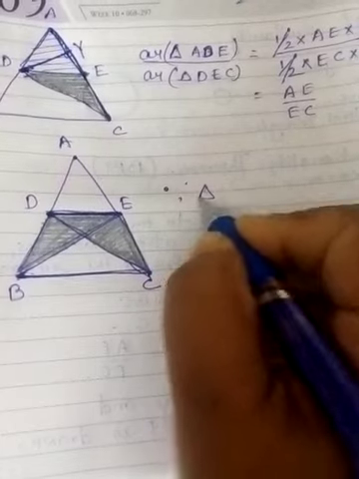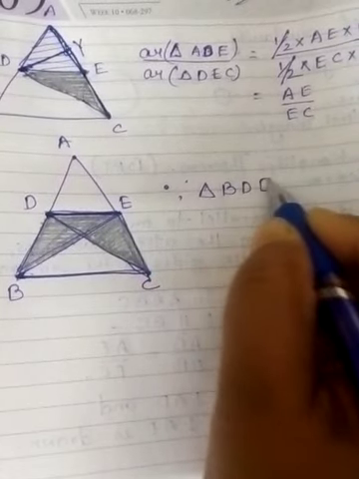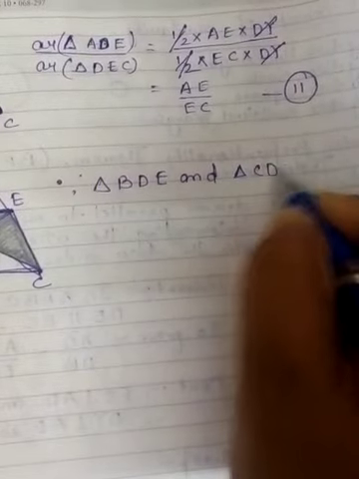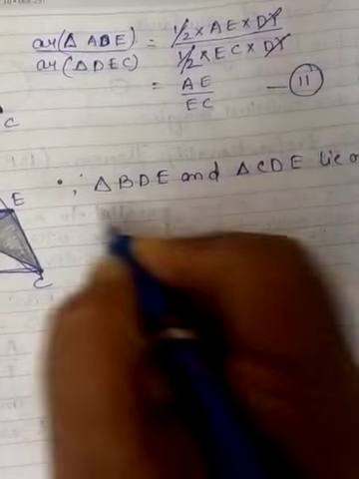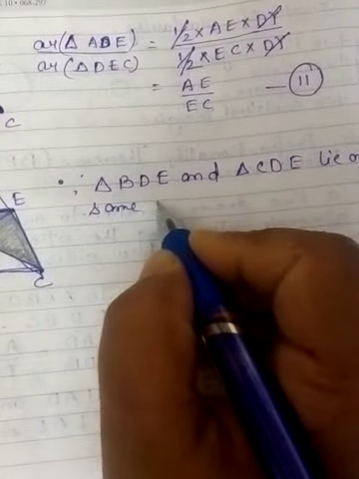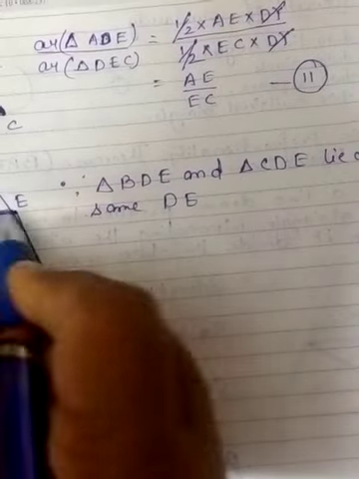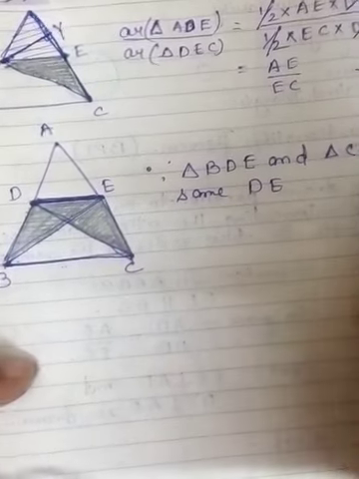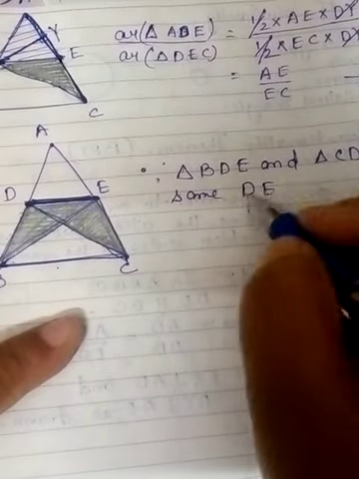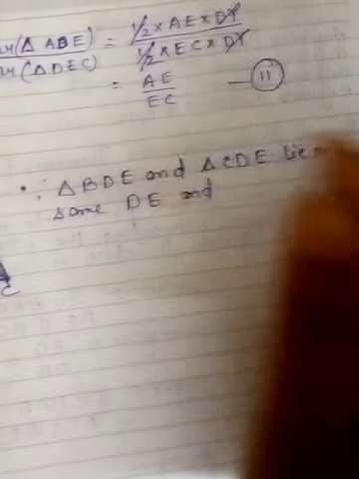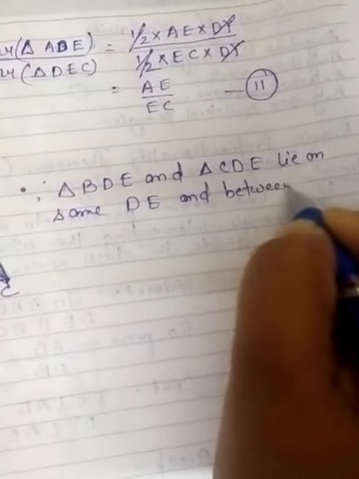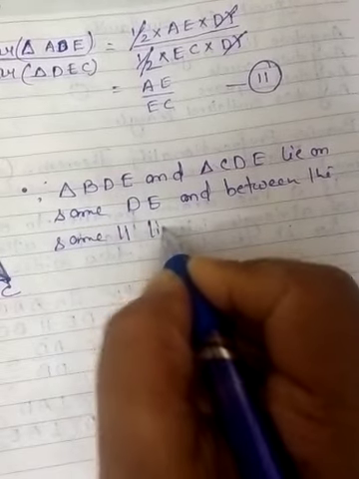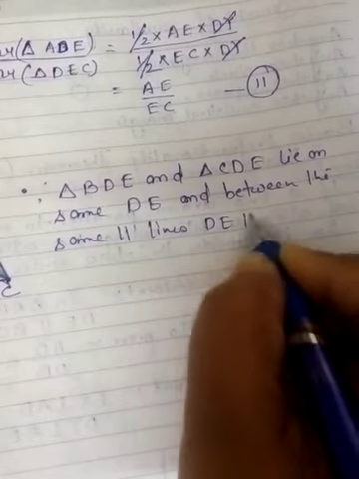since triangle BDE and triangle CDE lie on the same base, and the base is same, base DE, both lie on the same base DE, and it's given in the question that DE is parallel to BC. So they both lie on the same base DE, and between the same parallel lines, that is DE parallel to BC.